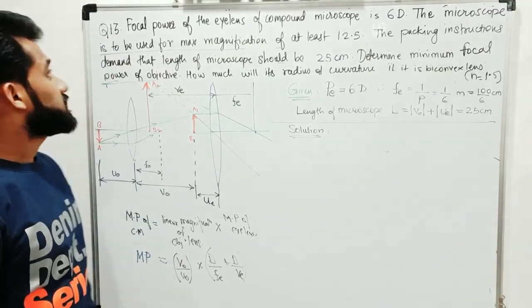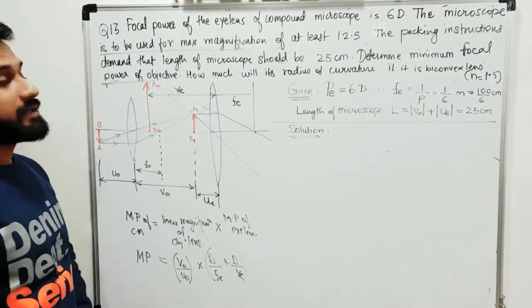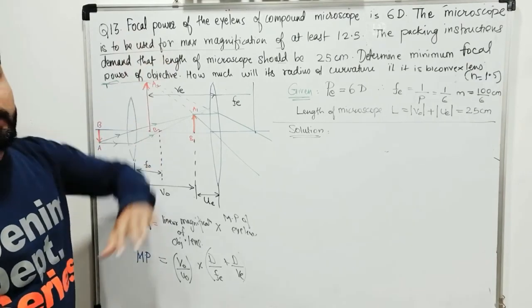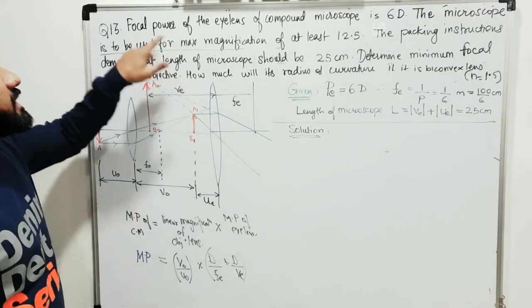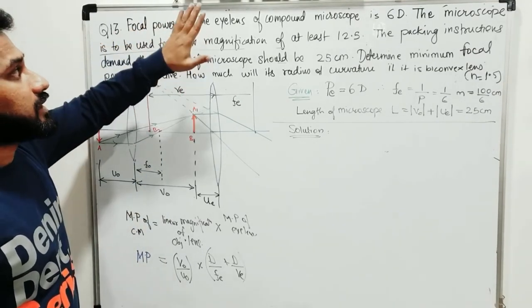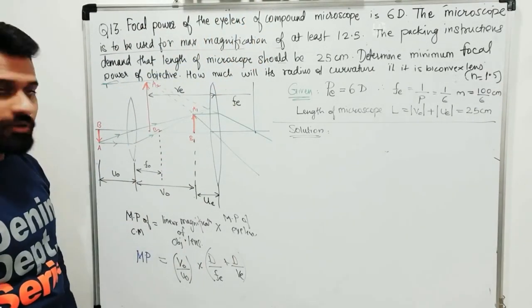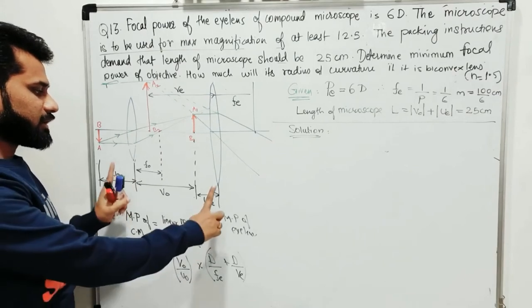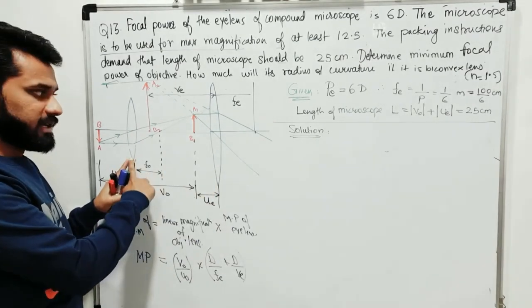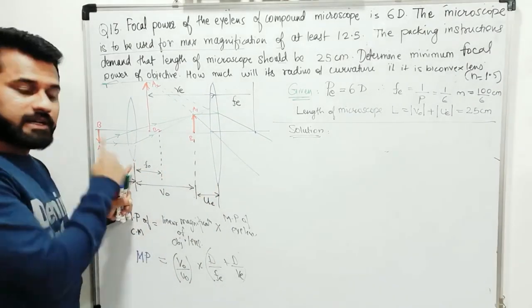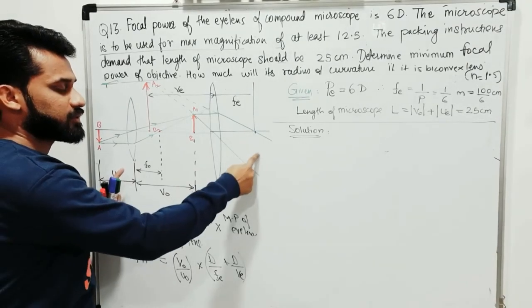The last question is question number 13, and it is based on a compound microscope, in which the focal power of the eye lens is given. This is the basic ray diagram for a compound microscope. In a compound microscope, there are two lenses: the objective, which is close to the object, and the eyepiece lens, which is close to the eye.